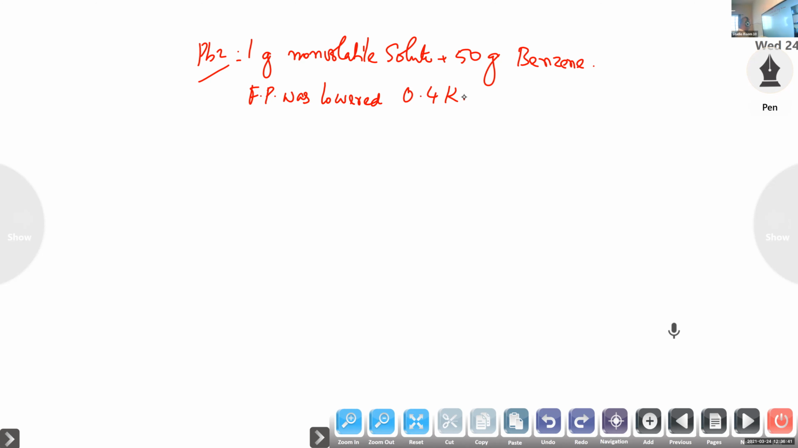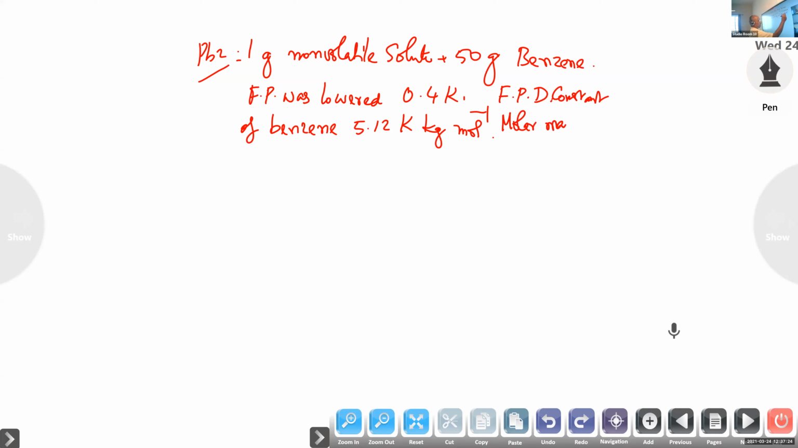The freezing point depression constant of benzene is 5.12 Kelvin kilogram per mole. Find the molar mass of the solute.